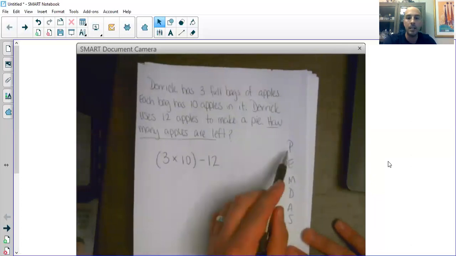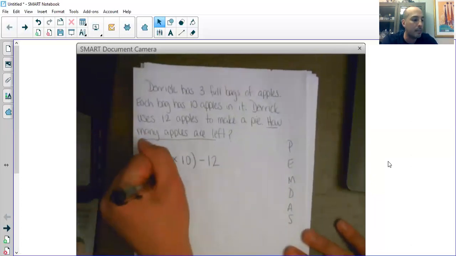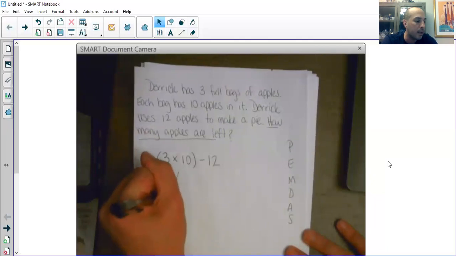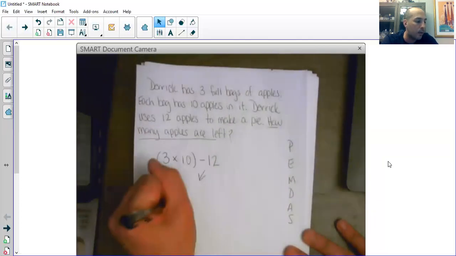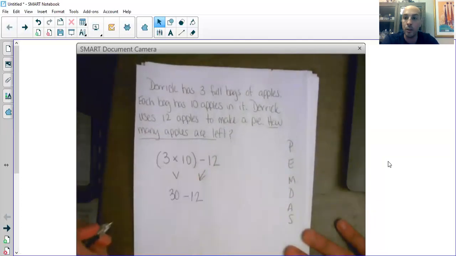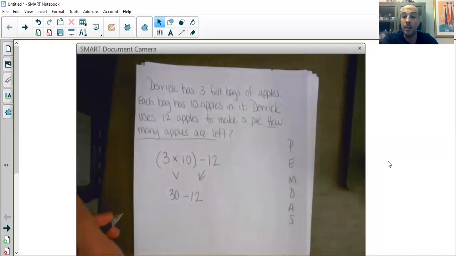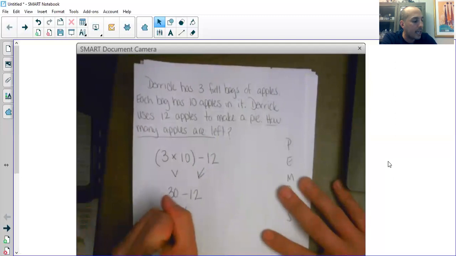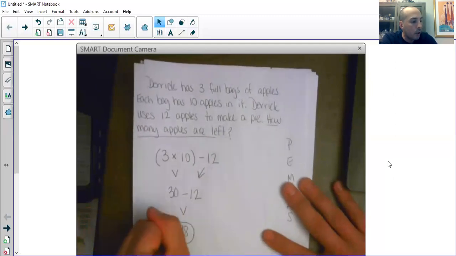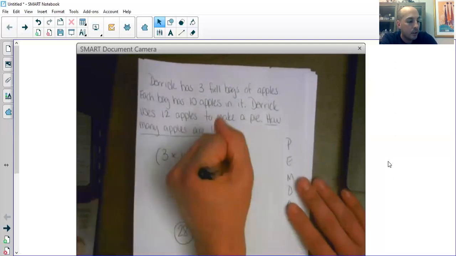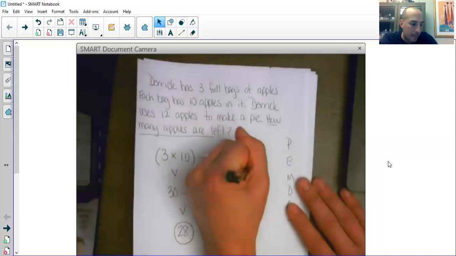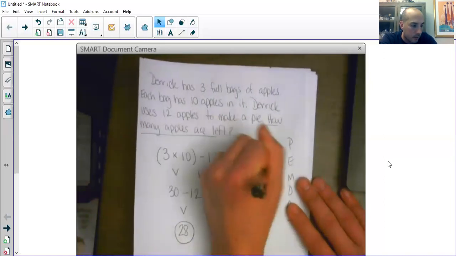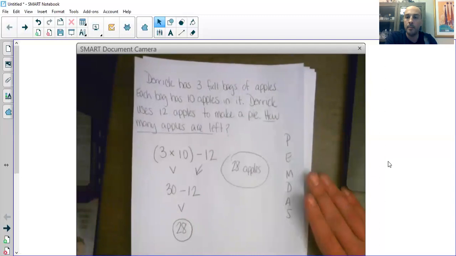So again, PEMDAS tells me I do 3 times 10 first, which is 30. Everything else comes down. My new equation is 30 minus 12 because Derek is using the 12 apples to make a pie. He's taking them away from the total number of apples that he had. 30 minus 12 is 28. So the answer to how many apples are left? 28 apples.